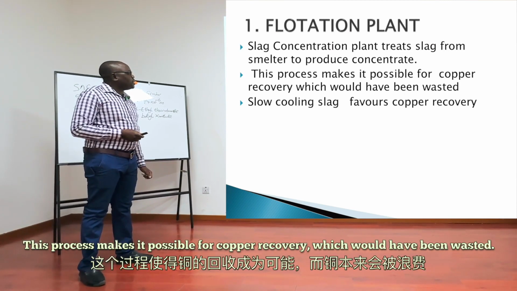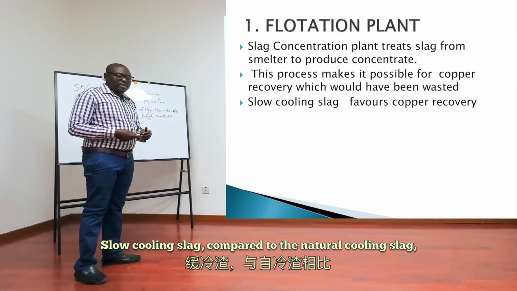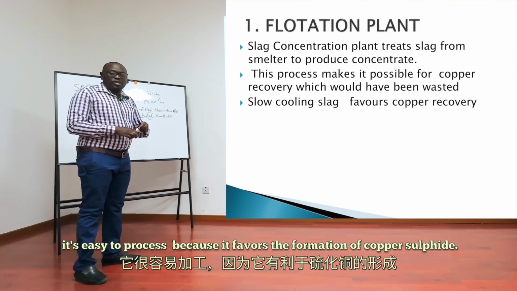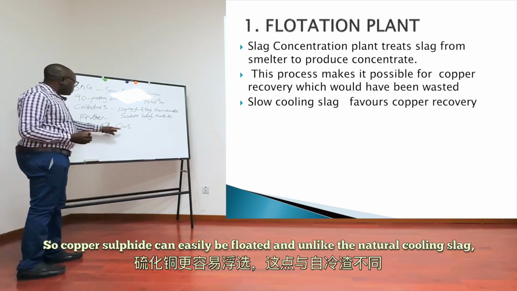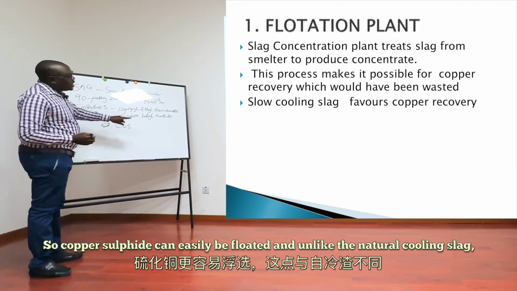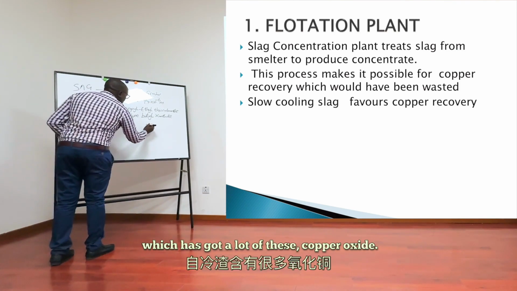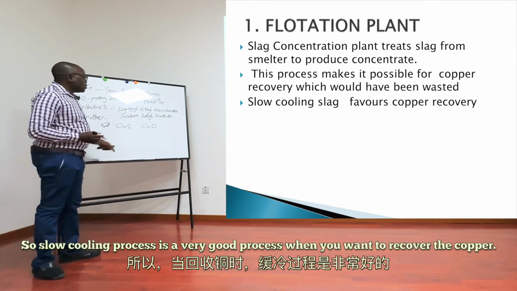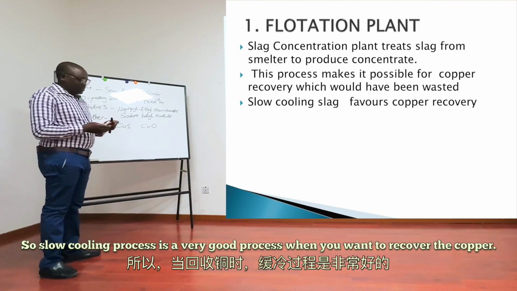A slag concentration plant treats slag from the smelter to produce the concentrate. This process makes it possible to recover copper which would have been wasted. Slow cooling slag, compared to the natural cooling slag, is easy to process because it favors the formation of copper sulfide. So copper sulfide can easily be floated, unlike the natural cooling slag, which has a lot of copper oxide, and copper oxide is very difficult to float. So the slow cooling process is a very good process when you want to recover the copper.